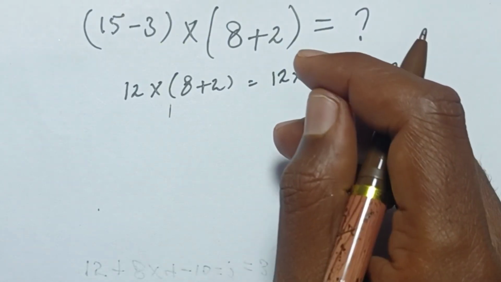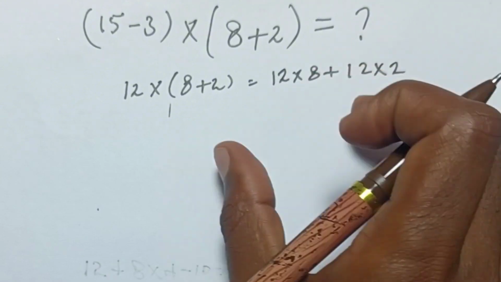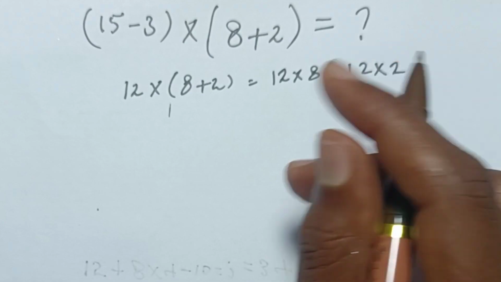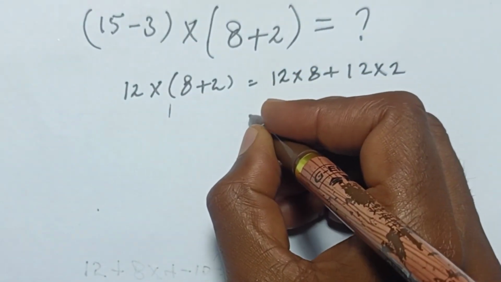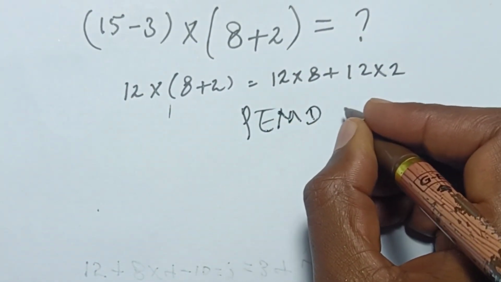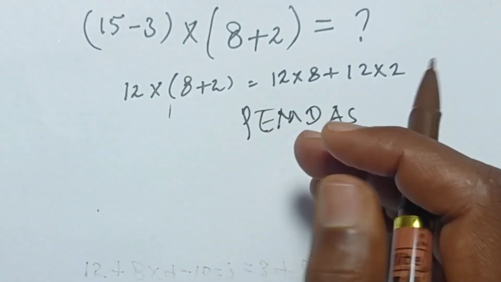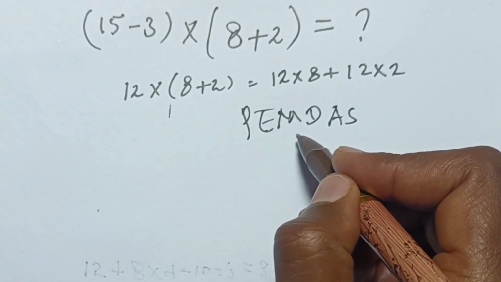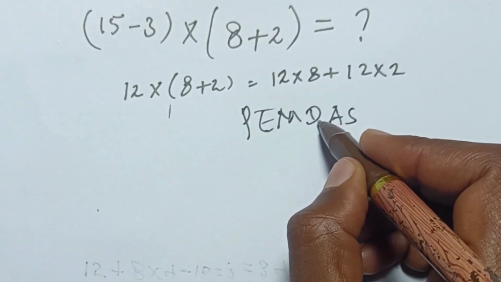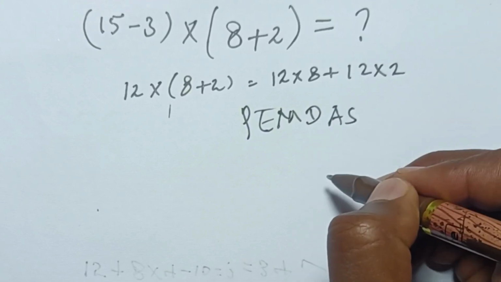So remember, you have to follow the golden rule, the order of operations, which is PEMDAS. P stands for the parenthesis or the expression inside the bracket. E is the exponent. M stands for the multiplication. D stands for division. This one is addition and subtraction.